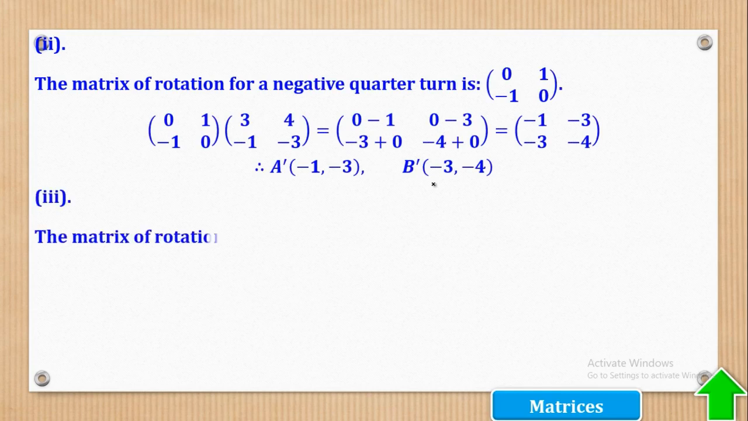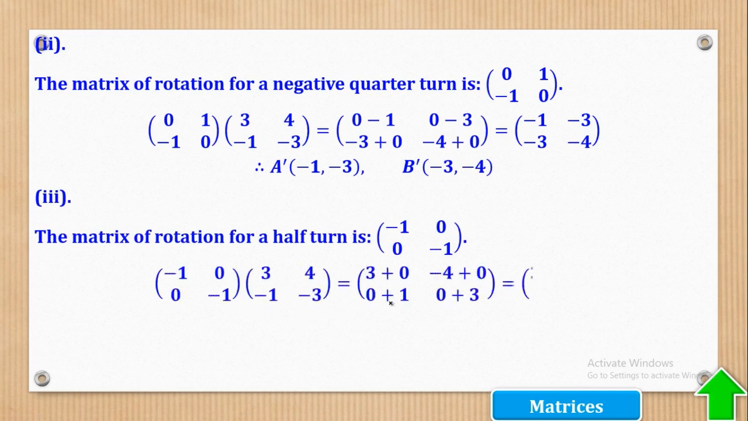Then for half turn, the matrix is that. Therefore, multiply that matrix with the object to come up with the image. Write in coordinate form, and that is the answer they wanted.